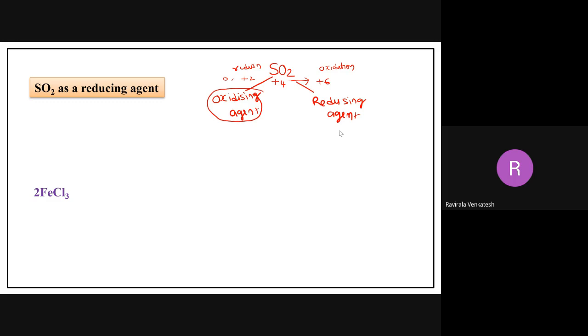If anyone asks, you have to say this, beta: because sulfur dioxide is having an intermediate oxidation state, it can undergo oxidation and reduction reactions. Therefore, it can act as what? Oxidizing and reducing agent, beta, right? Next, we'll take some reactions, beta, showing how it is acting as a reducing agent. Let me see this one.